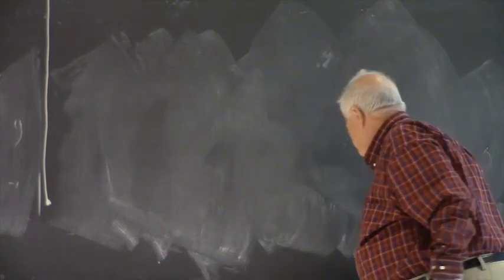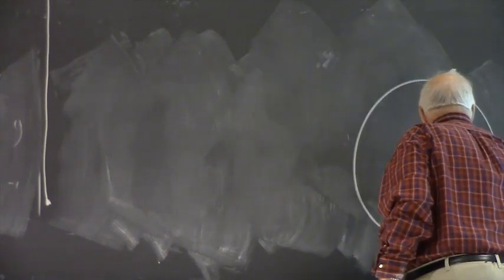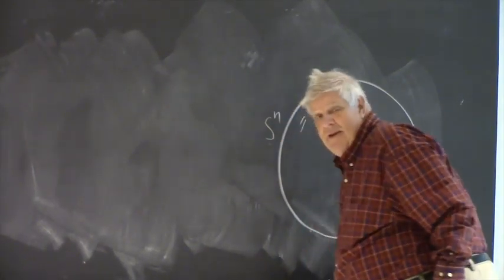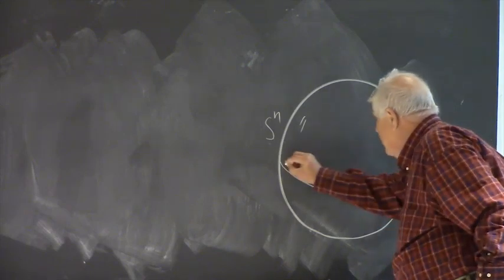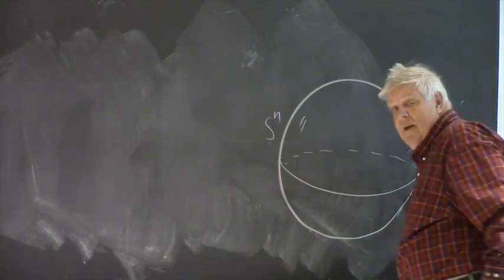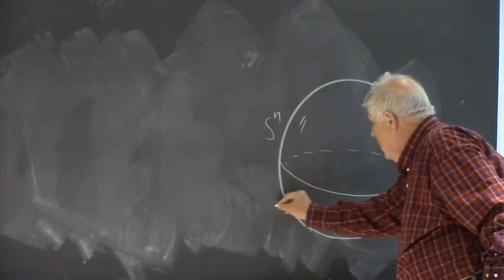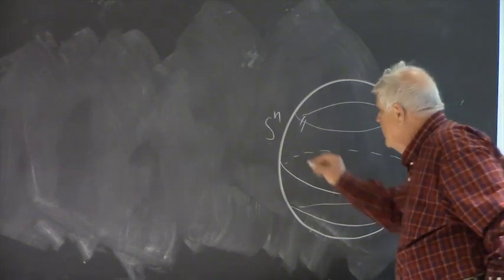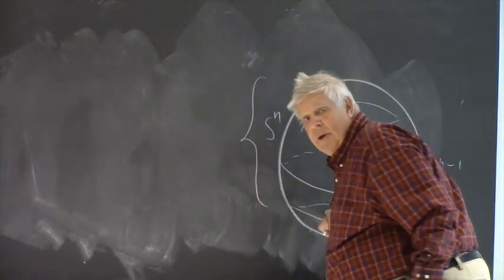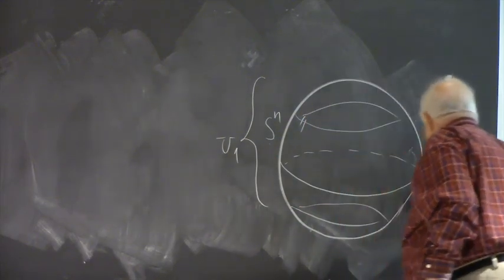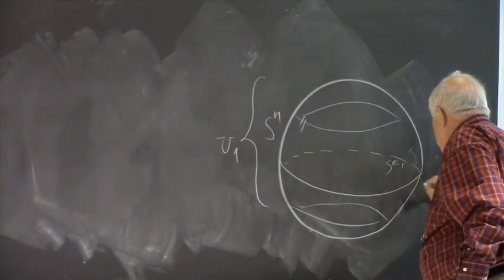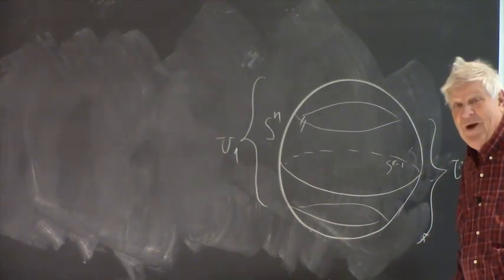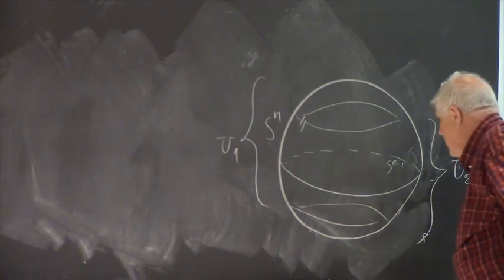I will need a picture, not so much a picture, but I need to have notations. So this is S^n. This is the equator, S^(n-1). Now, I consider two sections, and this, the open set, not including this, will be U1. This will be U2. That's a covering, an open covering over S^n.